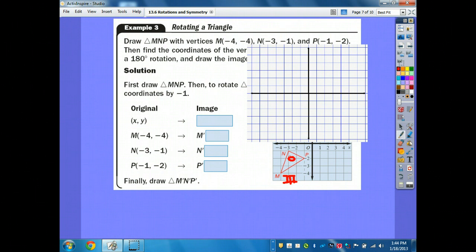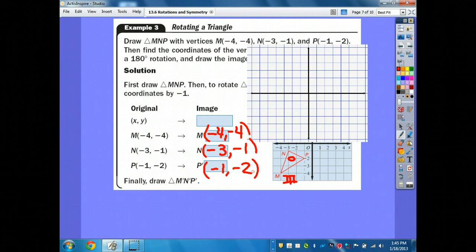Yeah. Great. Now, this is the beauty about 180s. We don't do any flipping. So you take your originals, -4, I just rewrite them over here. No flipping, just rewrite them. -3, -1, -1, -2. Okay, there's my originals. Everybody got that part done? Yes, they're zipping through this.